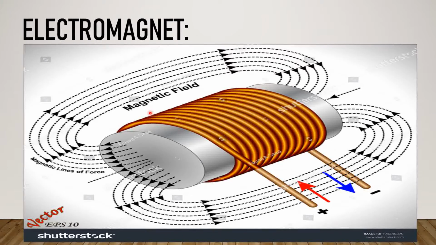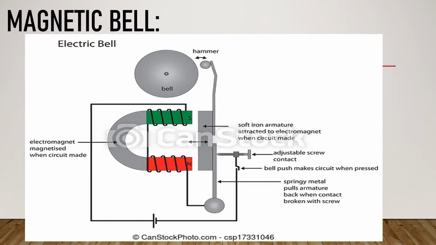Electric bell. An electric bell is made using an electromagnet which is connected to a source of current through a switch. It works on the principle of the magnetic effect of electric current and is a direct application of an electromagnet.